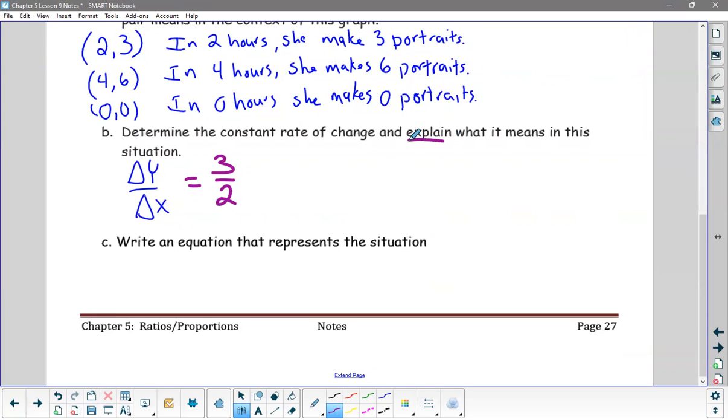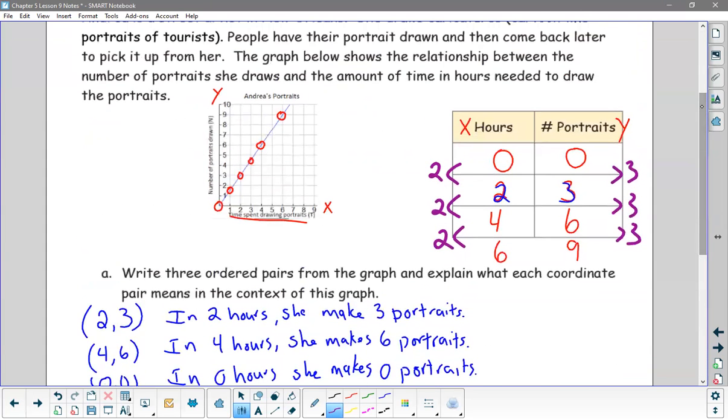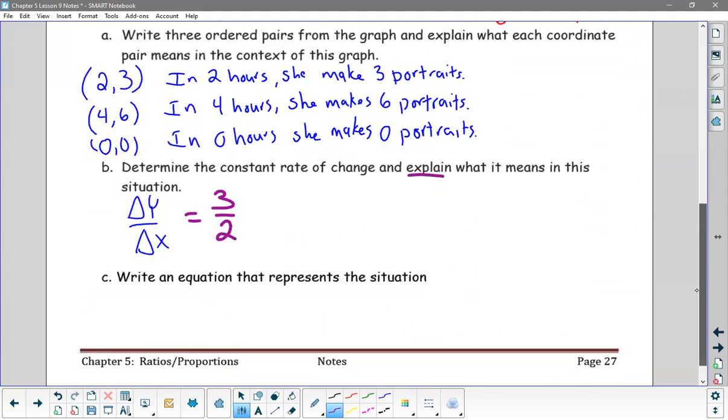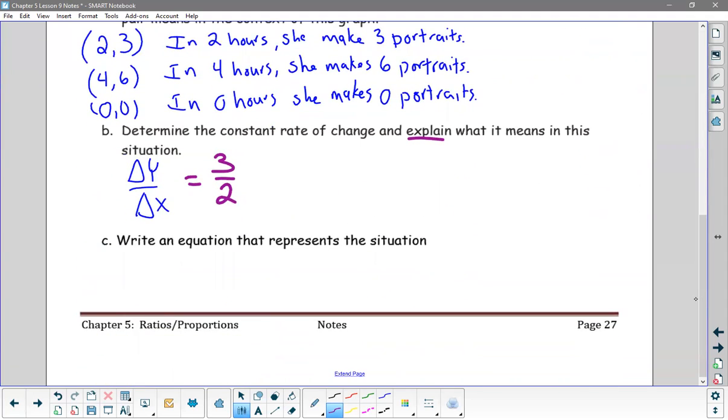Then it does say explain what it means. So it would help if I labeled, right? So if I go back up again, the Y's are the number of portraits, the X's are the hours. So that's going to be helpful. So this is 3 portraits in 2 hours, right? But I need a full sentence. So by labeling it, that makes me write the sentence a little easier.